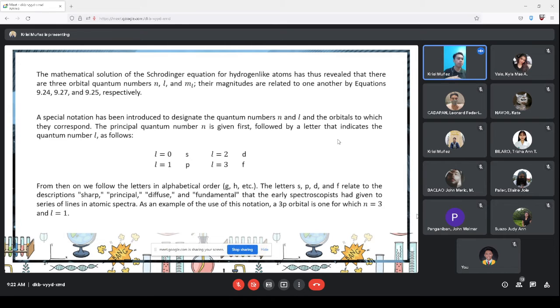Okay, so letter S indicates that L is equal to 0. That is your s orbital. And then for L is equal to 1, yung designation natin is letter P. So that is your p orbital, obviously. And then for L is equal to 2, we have the d letter or the d orbital. And for L is equal to 3, we have F. From then on, we follow the letters in alphabetical order. So L is equal to 4, G yun. L is equal to 5, H yun.